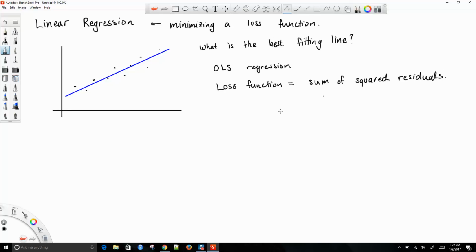Okay, and what we're saying is that the slope and the intercept that minimizes the sum of squared residuals will be the best fitting line. Okay, that's how we've defined ordinary least squares regression, right?